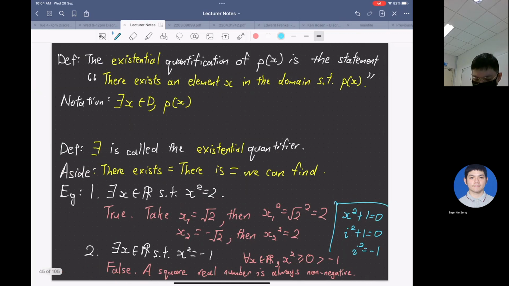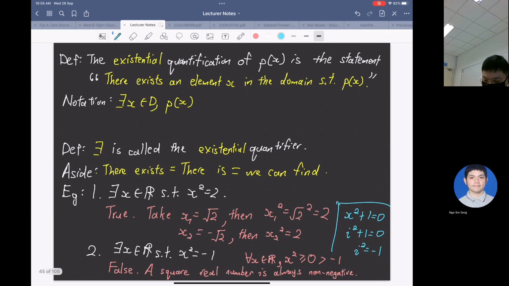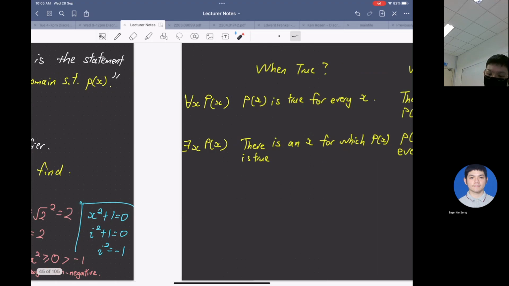Okay, next. Any question or no question? So yeah. Okay, later we will talk about negation. Negation of this thing. So it's actually this. Later we'll see again. We'll come back to this.